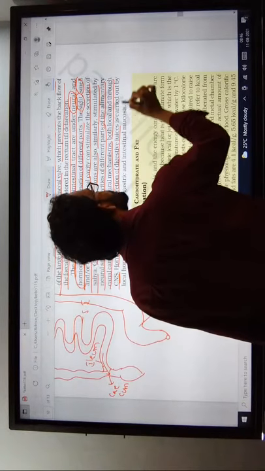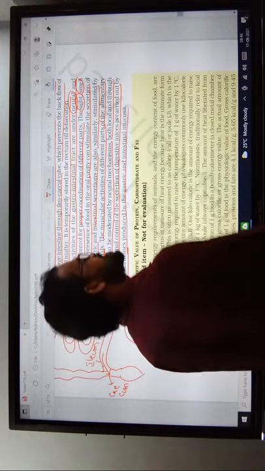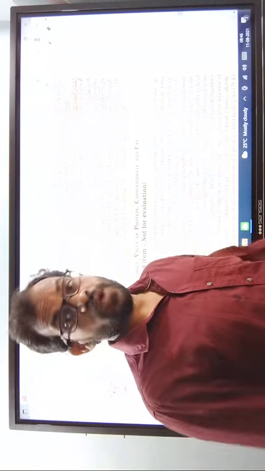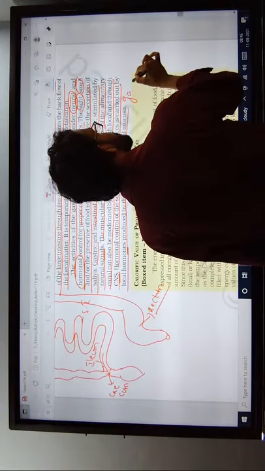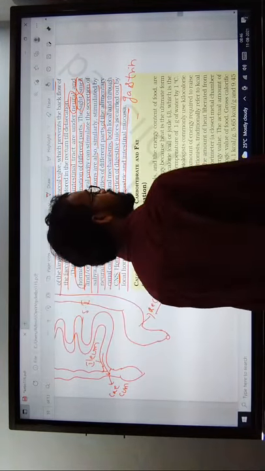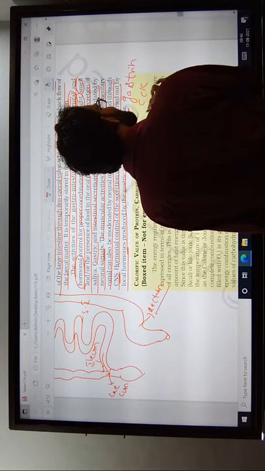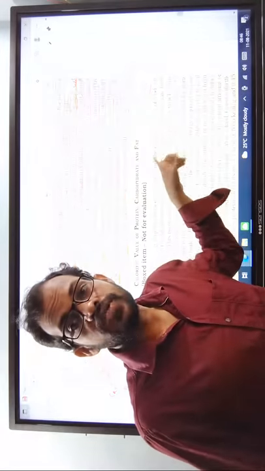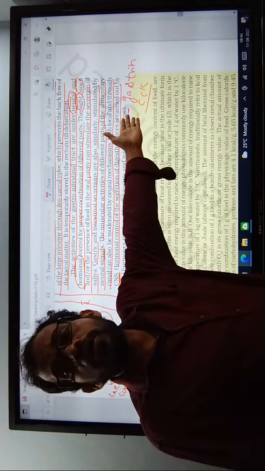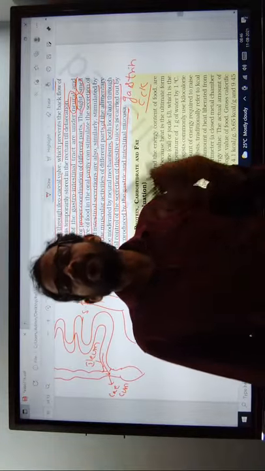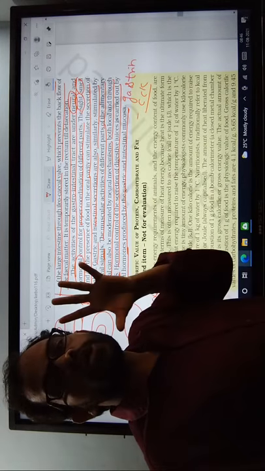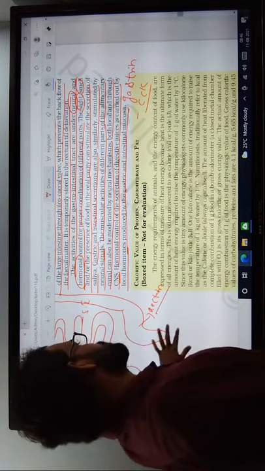Next, hormonal control of digestion is carried out by local hormones. The gastric and intestinal mucosa secrete local hormones. What are the local hormones? Gastrin, and also cholecystokinin, and other hormones like villikinin and duocrinin. These hormones also participate in the digestion of food materials. So both neural and hormonal mechanisms participate in controlling the digestive activities.